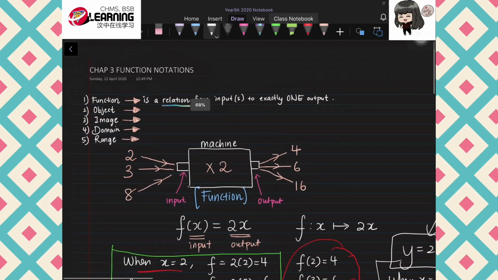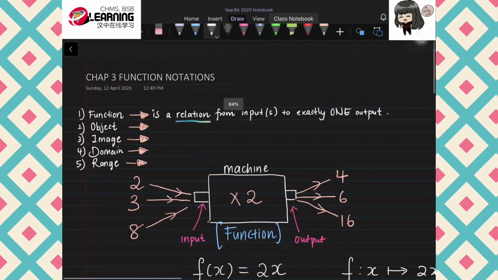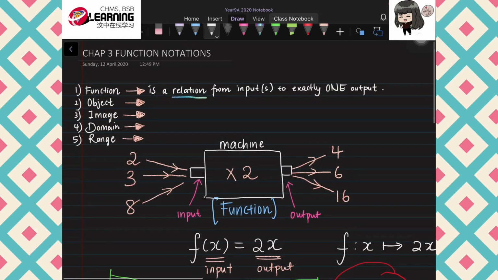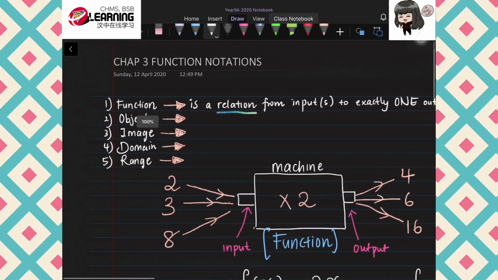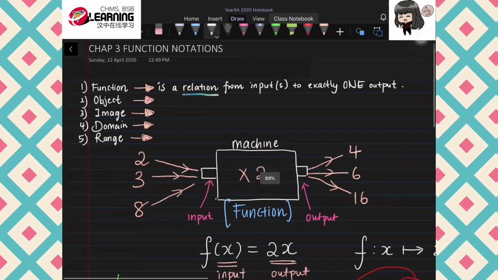So we go back to the definition of function. A function is a relation from input or inputs, it can be a lot of inputs, to exactly one output. And if we have only one output, it's called a function. Okay, now the second and third terms are object and image. What does it mean by object? What does it mean by image?